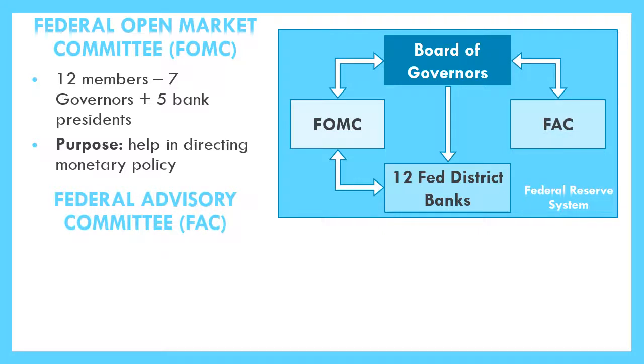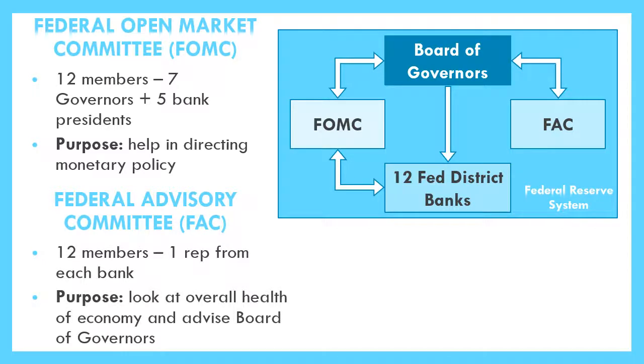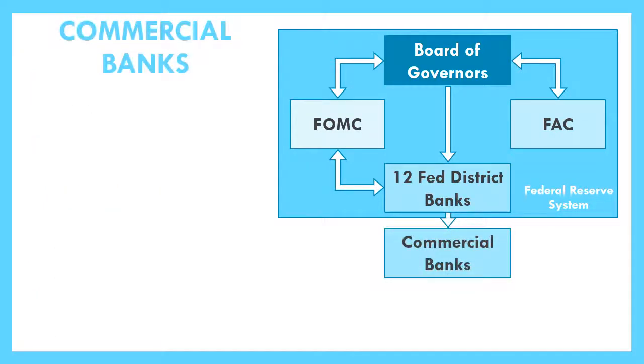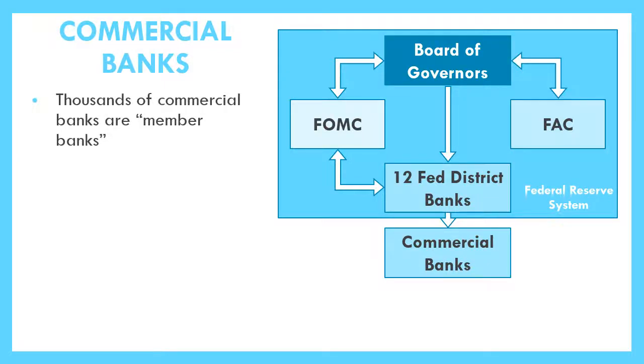We then have the FAC, the Federal Advisory Committee. They serve to advise the Board of Governors. This is made up of 1 representative from each bank throughout the districts. And what they do is they look at the overall health of the economy and they advise the Board of Governors in terms of maybe what inflation or maybe what unemployment is looking like specifically within their district and what trends they might be seeing. Finally, below that part of the Federal Reserve System, we have commercial banks. These are like the banks that you and I might go to store our money.